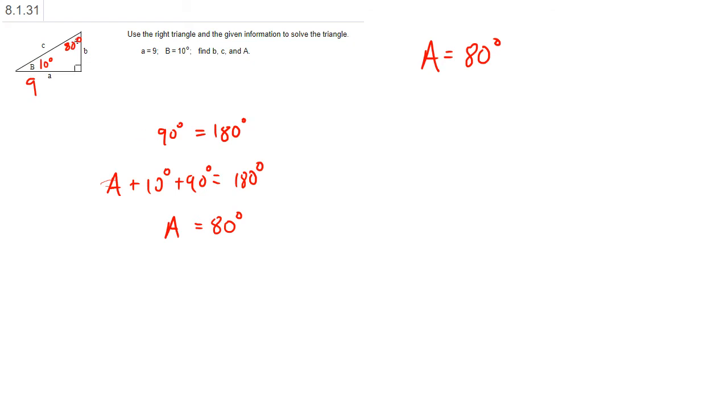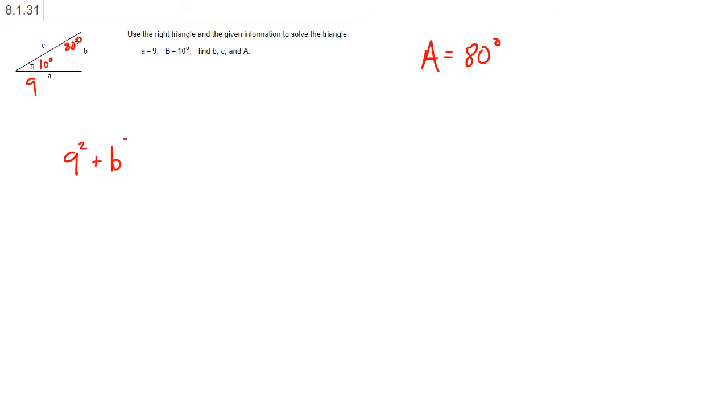And now we can go on to finding our missing side lengths. Now I could try using the Pythagorean theorem. If I use the Pythagorean theorem, I would say the sum of the two legs, which is 9 squared and b squared, must be the hypotenuse squared. But notice I have two unknowns here, both b and c. So this is not terribly helpful at the moment. If I could find one of them, however, I could use it to find the other. We're going to have to make use of some trigonometry.